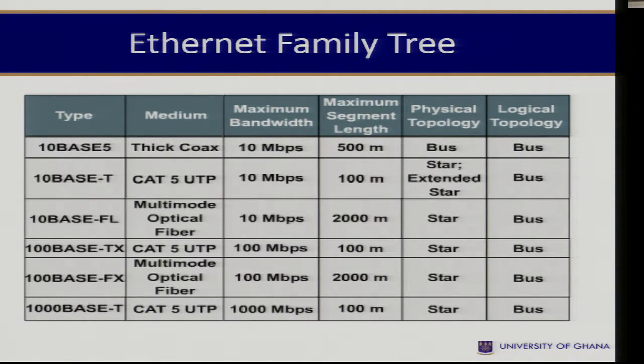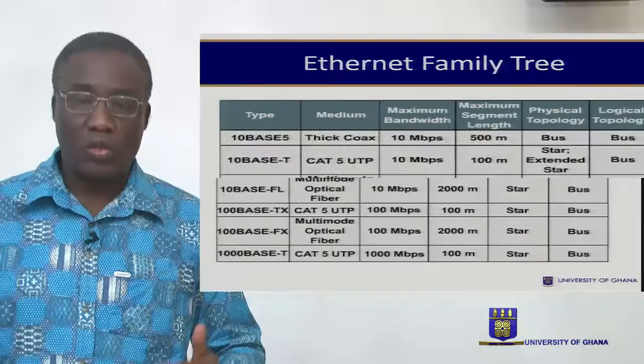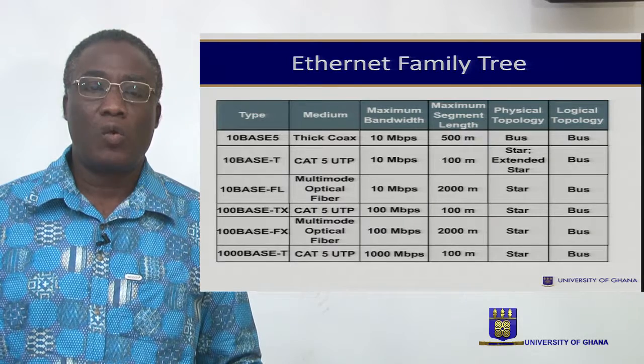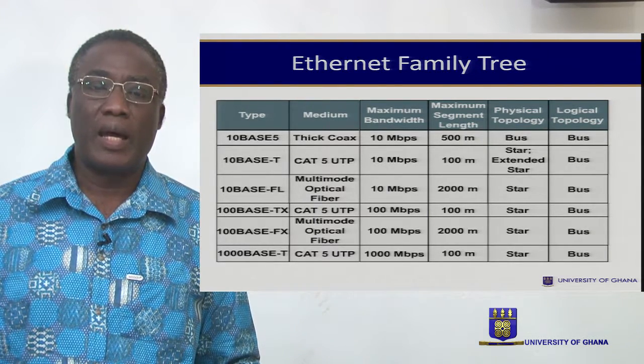Now, if you look at this table, it compares the various types of Ethernet technologies. So 10-base-5, which is a thick coaxial, the maximum bandwidth is 10 megabits per second. The maximum length is 100 meters. The physical topology is a bus, and the logical topology is also a bus. So this way you can compare and see what the various ones are.